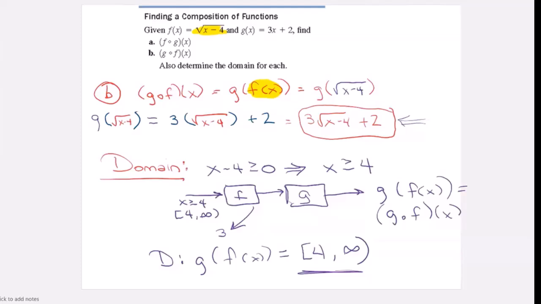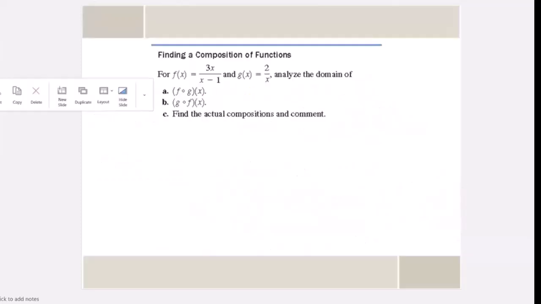All right, next question. Find a composition of functions. Let me do both. If you don't want to watch both, you don't have to. I think I can do it a little quicker this time.